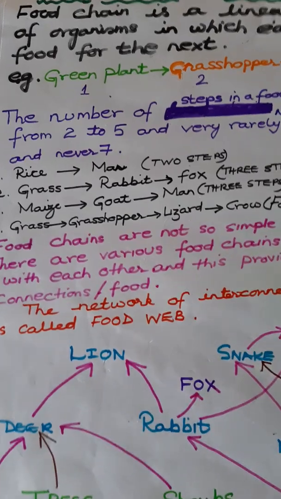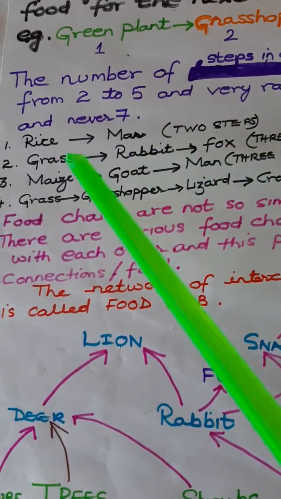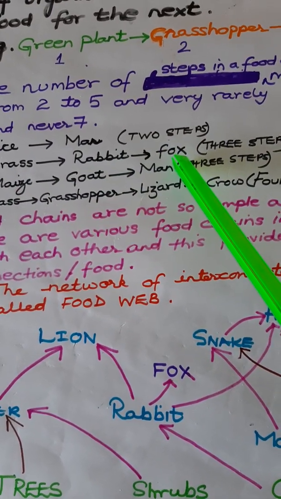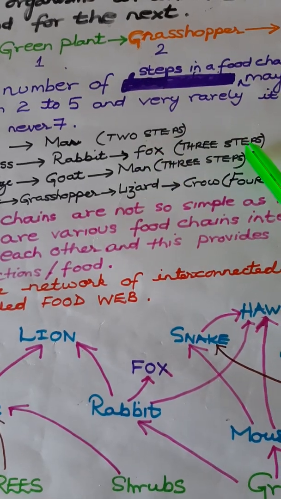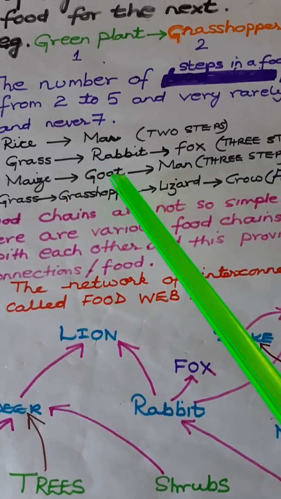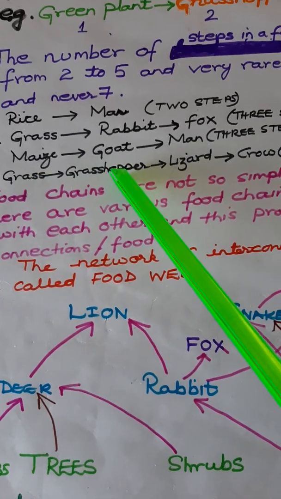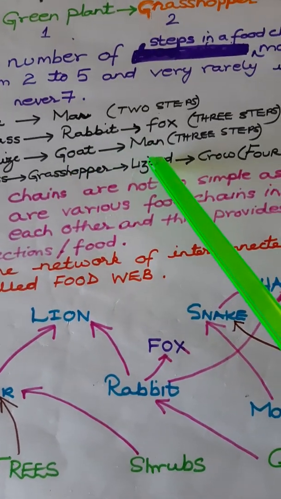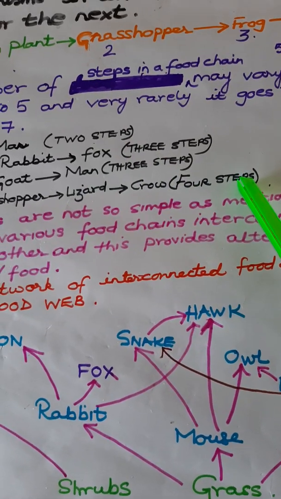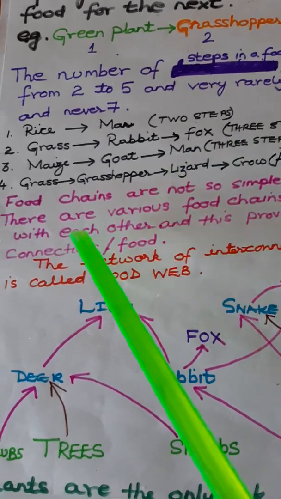Now I'm showing you a few food chains over here. Rice eaten by man, 2 steps. Grass eaten by the rabbit, rabbit eaten by the fox. So 3 steps. Now maize is eaten by the goat, goat is eaten by man, another 3 steps. Grass eaten by the grasshopper, the grasshopper in turn is eaten by the lizard, which is again eaten by the crow. So there are 4 steps over here. So these are linear food chains which work in a line.